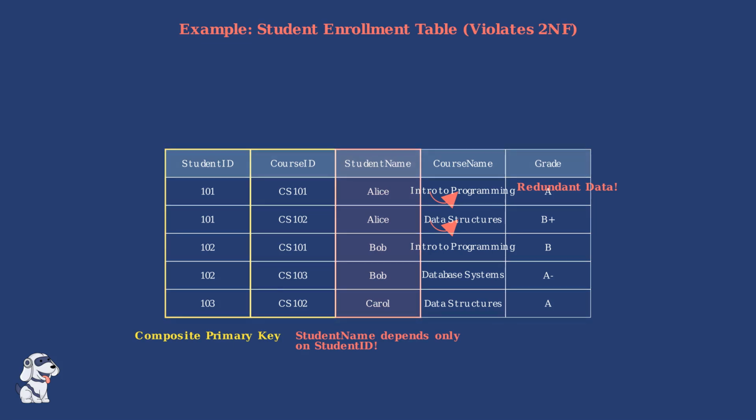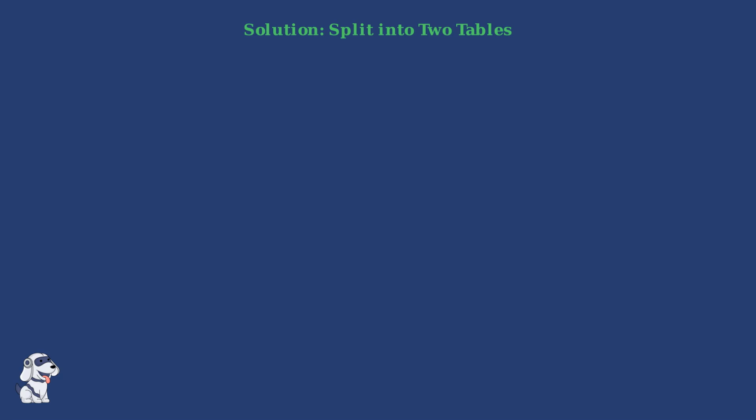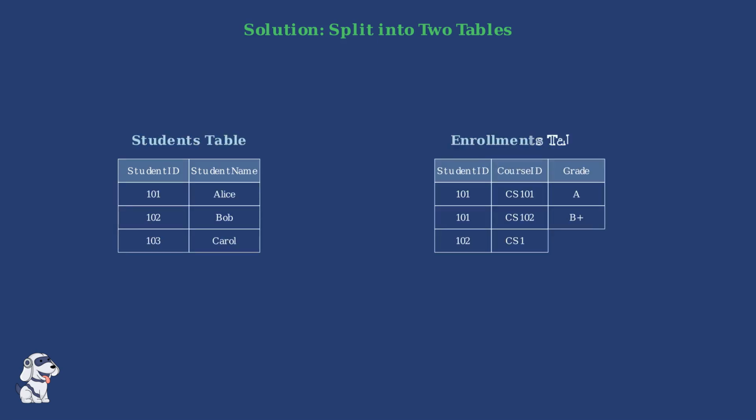change her name. To achieve second normal form, we need to split this table into two separate tables, removing the partial dependency. We create two tables, a students table where student name depends fully on student ID, and an enrollments table where grade depends on the full composite key of student ID and course ID.